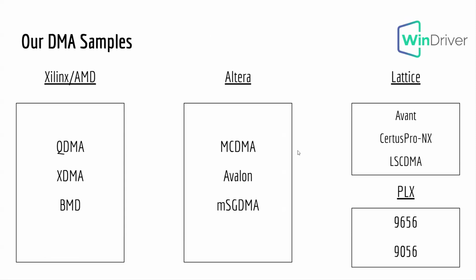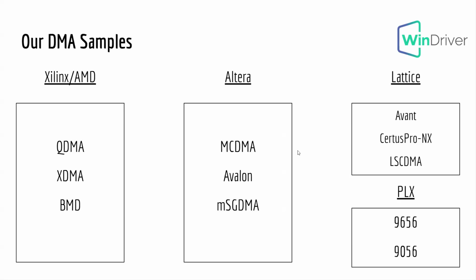Here you see a pretty comprehensive, if not complete, list of some of our DMA samples. You'll notice that for Xilinx, for example, we support the tried and true XDMA. For Altera, it's the Avalon. Lattice is somewhat new to the game for us, but we have a special place in our heart for Lattice, as well as PLX. These are the tried and true, the longtime players, the things that everyone's familiar with in the space.